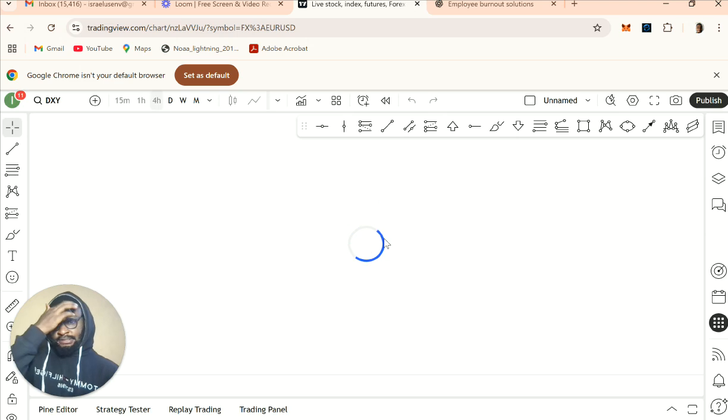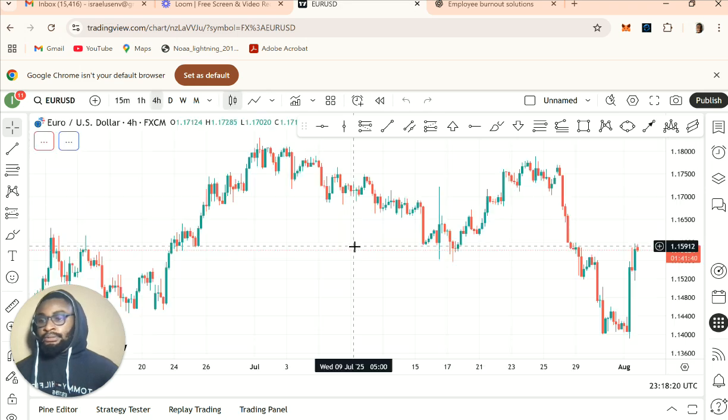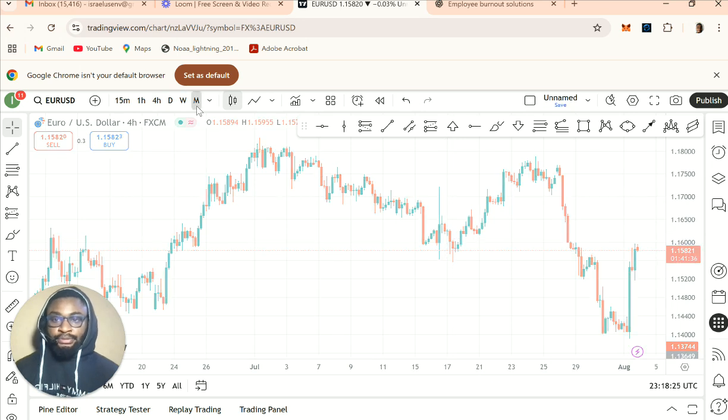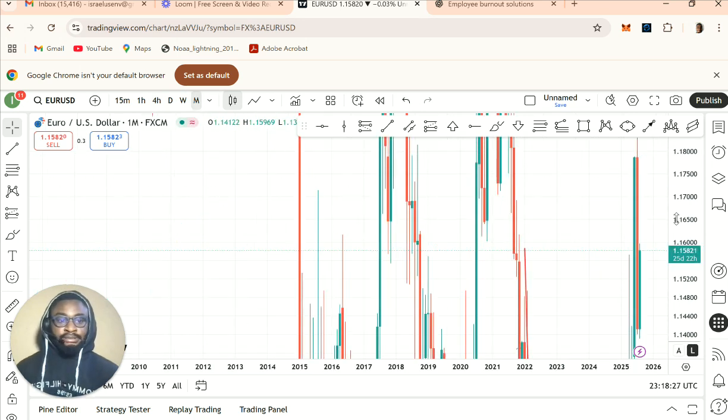Like I did say, I don't know if the chart is really messed up at this point, because it's been a while I've been on this platform. So let's start with the monthly. Taking some time to load. Okay, we are up and running. So let's start with the monthly time frame on the Euro USD.